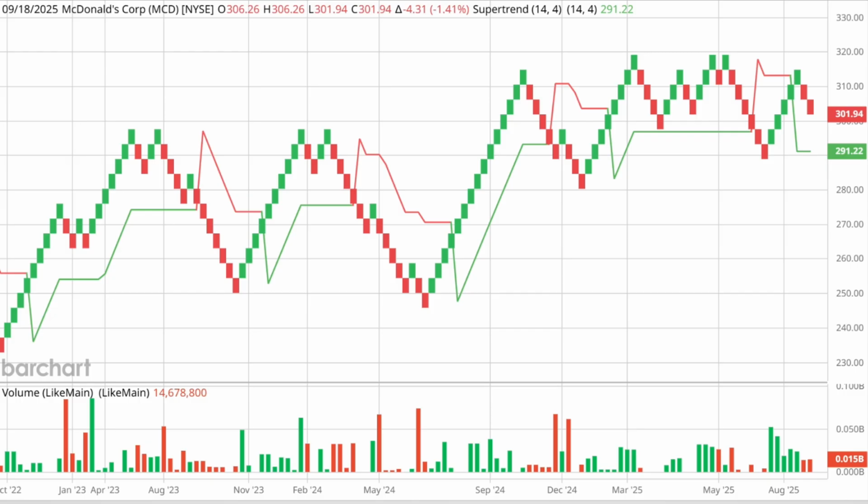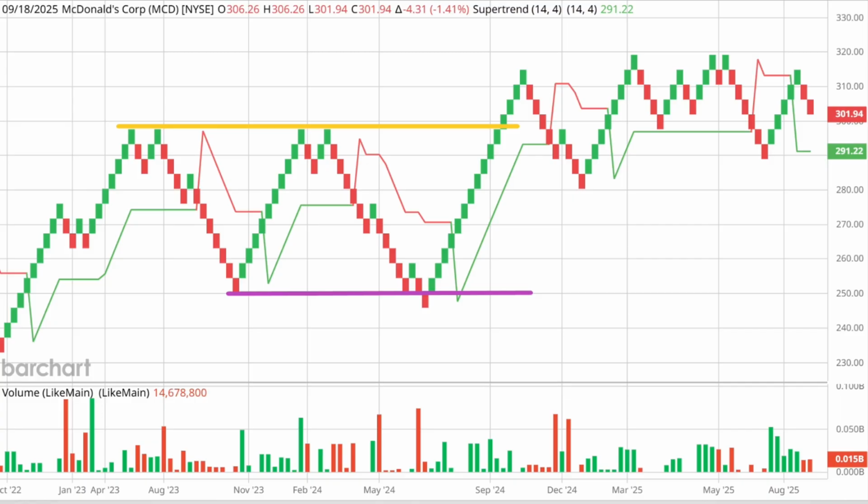Now let's contrast that with McDonald's. Same setup, ATR14, multiplier 4, but this chart looks more sideways over the 3-year period. Resistance formed around $297 in mid-2023. The stock tested that level several times into early 2024, but couldn't break through. Instead, it corrected back toward $250.